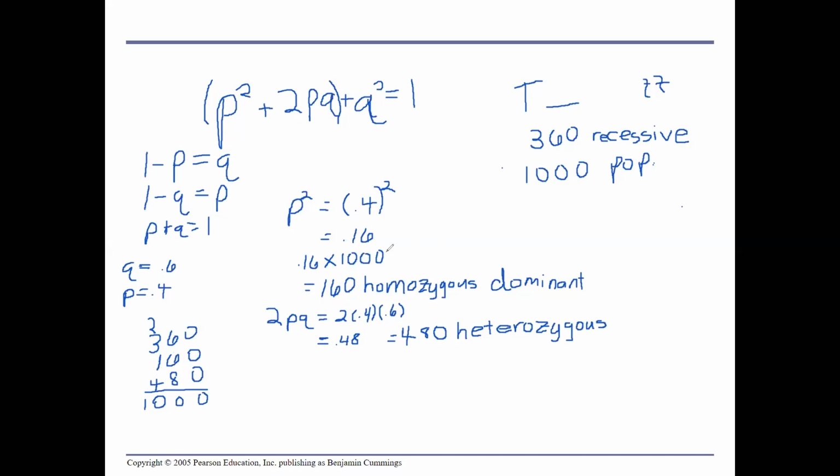So that will tell you that out of the 640 individuals that showed the dominant trait, whatever that trait was, taster or non-taster, 160 of them were homozygous for that dominant trait, and 480 were heterozygous. Now, it doesn't tell you which individuals, but it does tell you relative relationships.